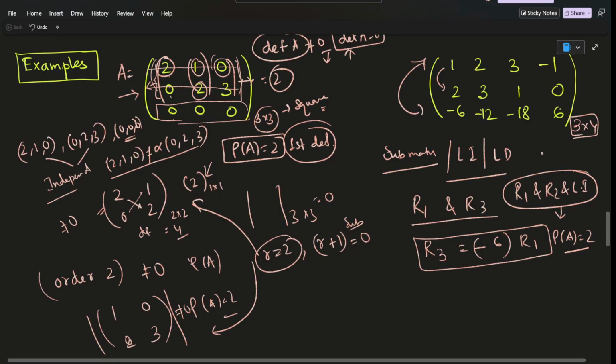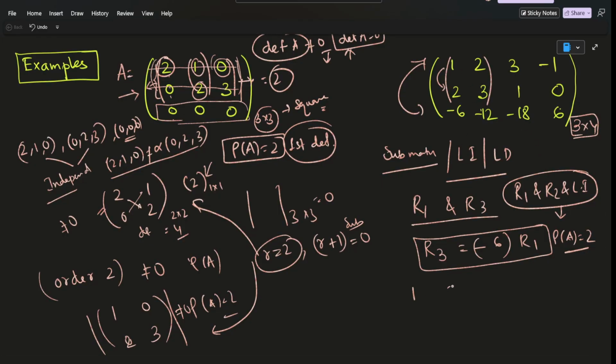Also, by the minor concept, if we check this minor 1, 2, 2, 3, the determinant is 3 minus 4, equal to minus 1, which is non-zero. So we can say that we get at least one minor of order 2, so the rank of A is equal to 2.